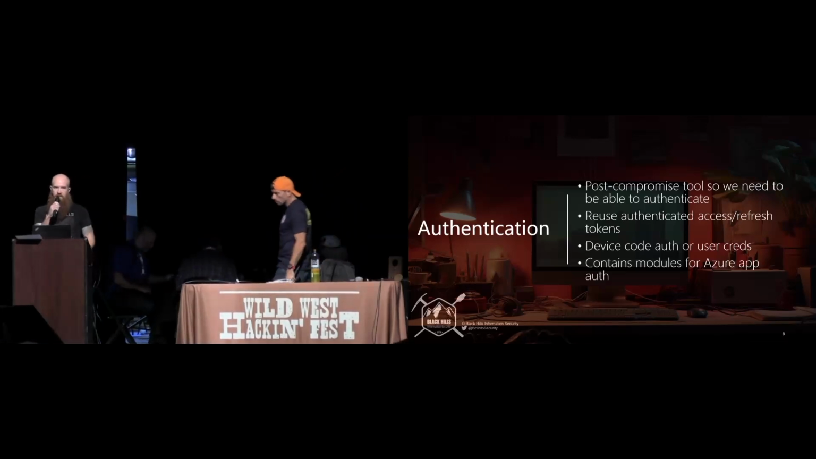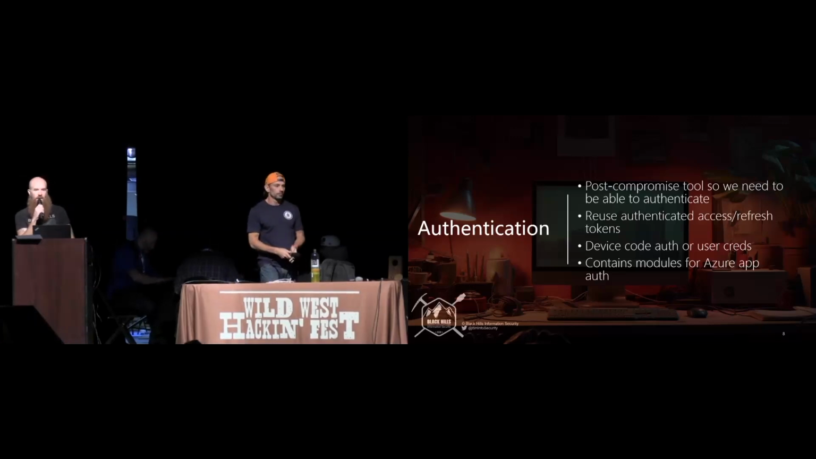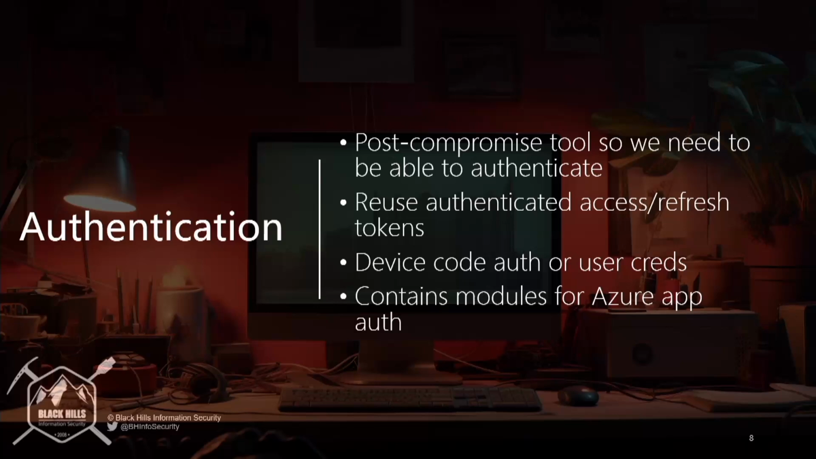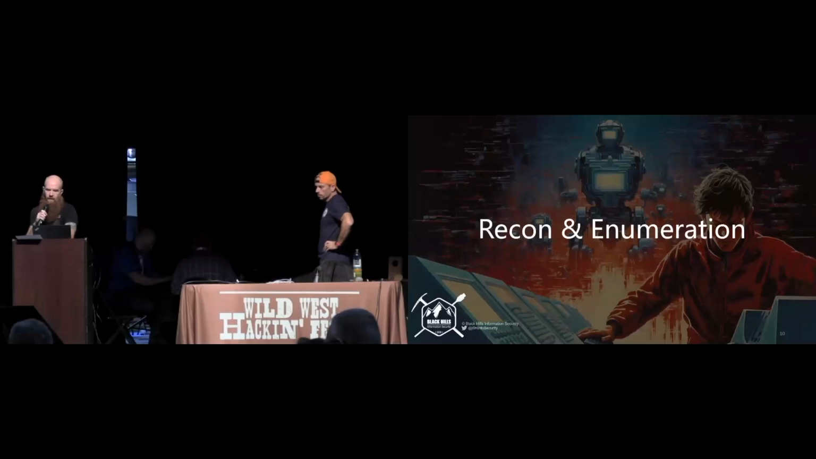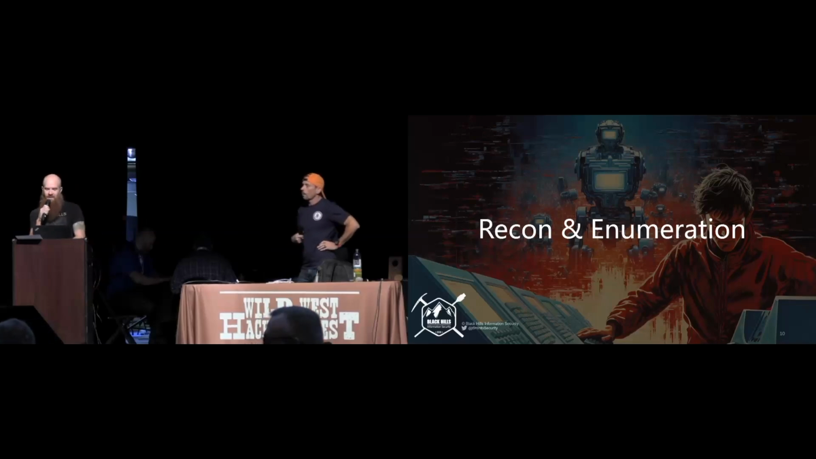So the first piece of this is we need to get tokens. We have to be able to authenticate GraphRunner, and to do that, device code auth is a great way to do it. It also contains modules for authenticating as an Azure app, so an app registration, which I will show you. Get-GraphTokens is the main module to get those tokens. It just does a simple device code auth so that you have a variable where your tokens are stored, because the rest of the modules are going to rely on the fact that you have tokens available.